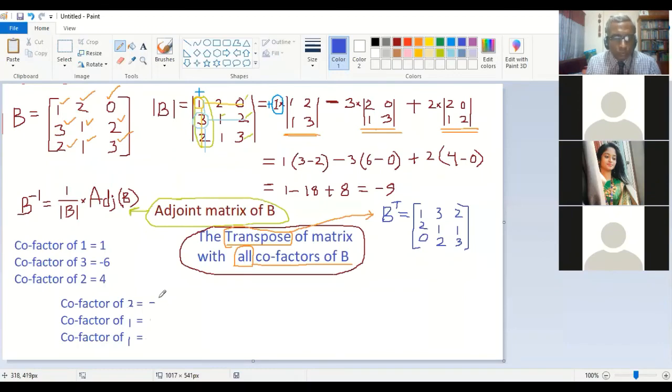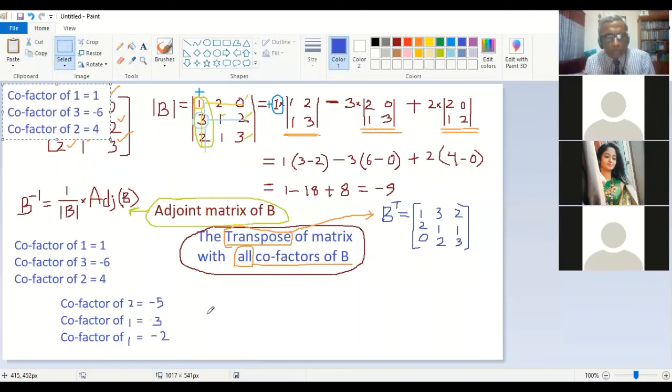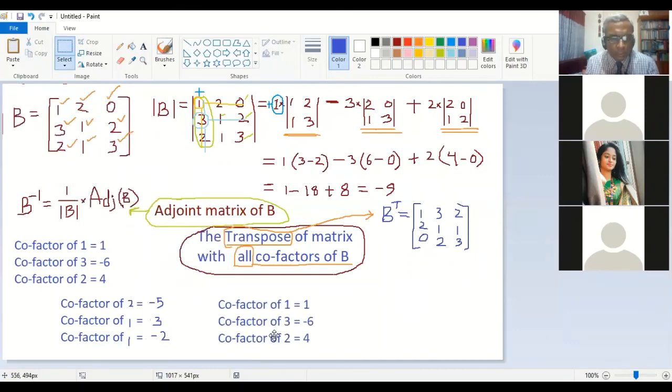Okay, sir. So 5 with a minus sign. And the cofactor of 1 will be what? 3 minus 0, so plus 3. And the cofactor of the other one will be what? 2 minus 0, and it has a minus sign.